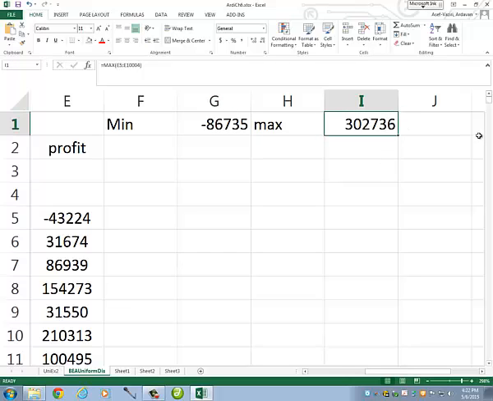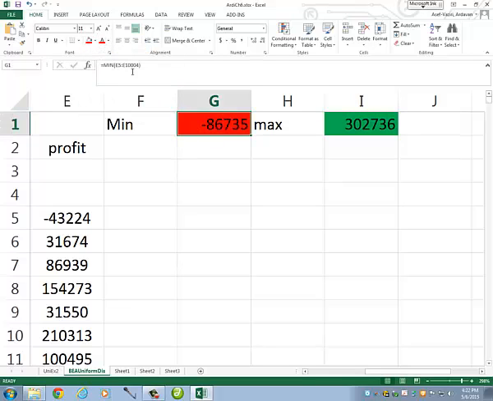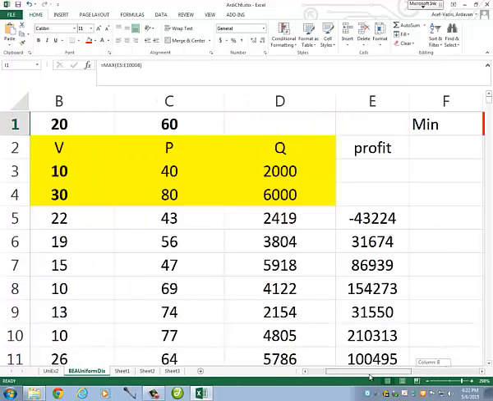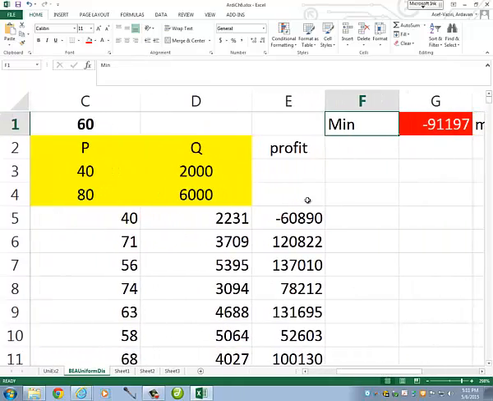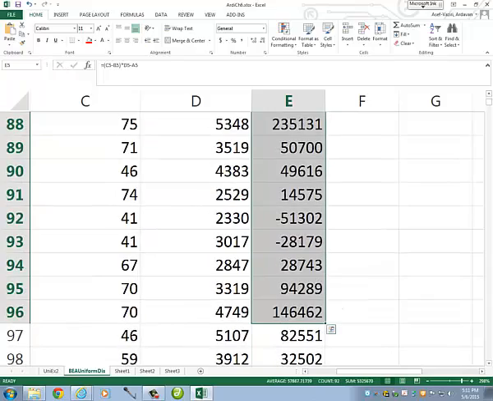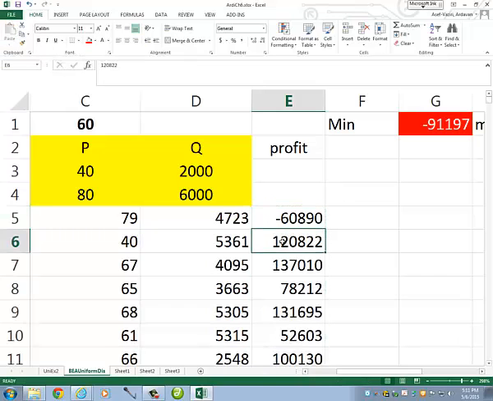Of course, I will be very happy to get this much profit, but assuming that I may experience this much loss, it may not convince me to go for this operation. Now let me first copy and paste these results, and I paste it by value because I want to do sorting. Now these are not formulas, they are numbers.